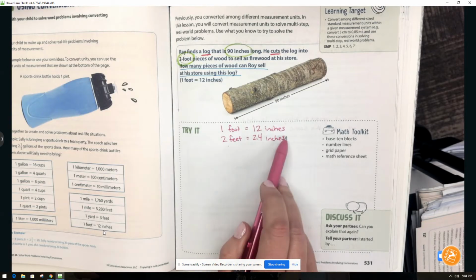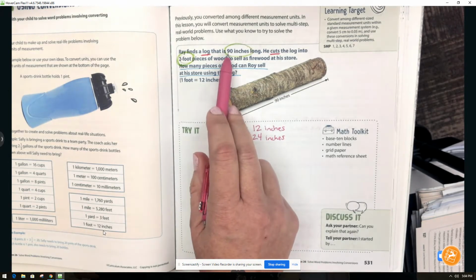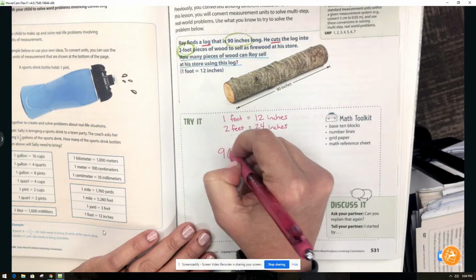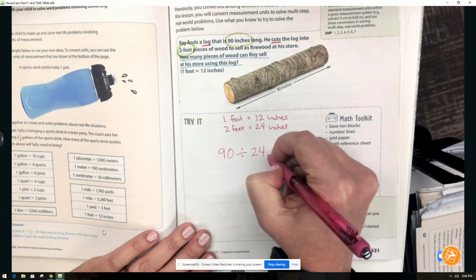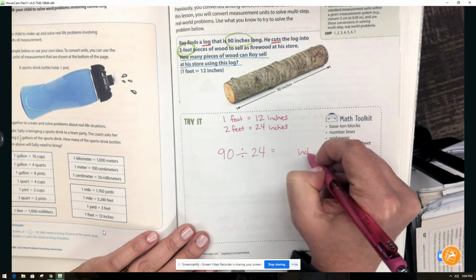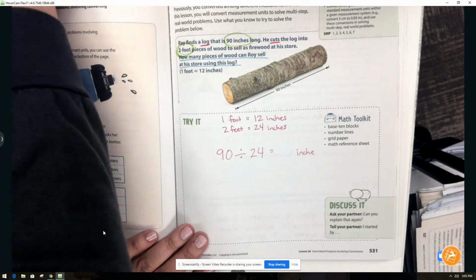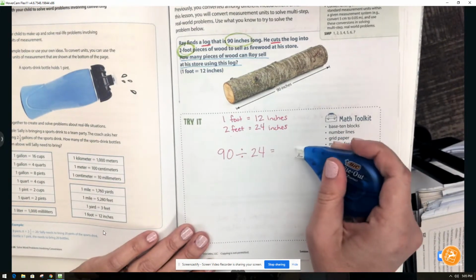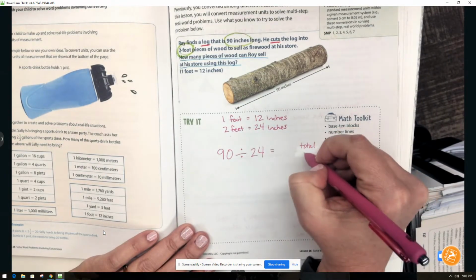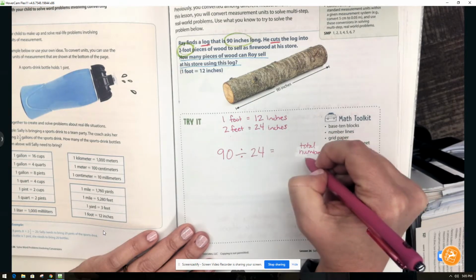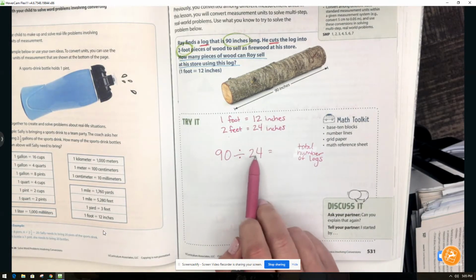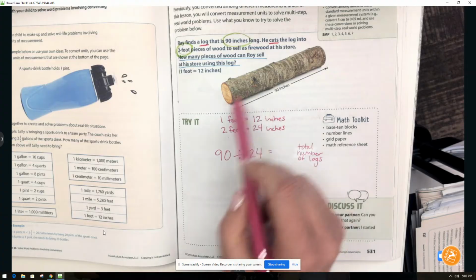So now we want to know how many 24-inch pieces we have in 90 inches. So we are going to divide 90 inches by 24 inches to find our total number of pieces. Excuse me, it's not going to be inches. We're going to divide 90 inches by 24 inches to find our total number of logs. Because remember, this 24 inches represents 1 log that we're cutting up.